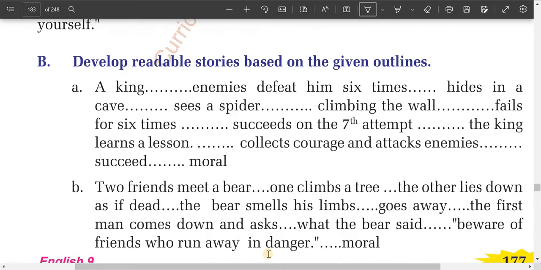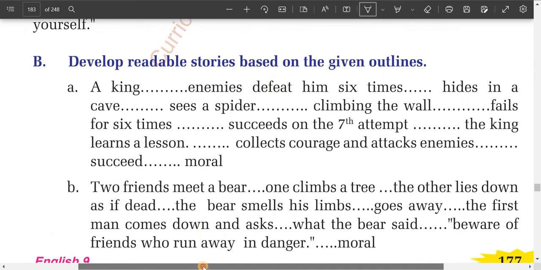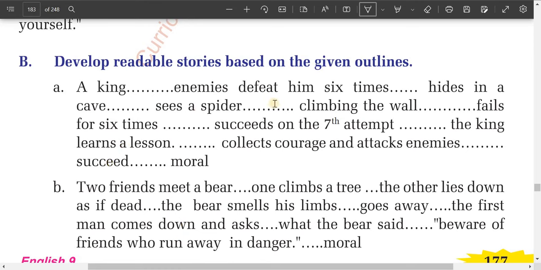Write in this way. Now, dear students, develop a readable story based on the given outlines. Look at the outlines here. Hints are given here for you. A king in a war, defeated 6 times, hides in a cave, sees a spider climbing the wall. Okay, dear students, we'll write a story with the help of these outlines. And we have to change verb 1 and verb 5 into verb 2. And we have to write a moral. We have to write a very good title.